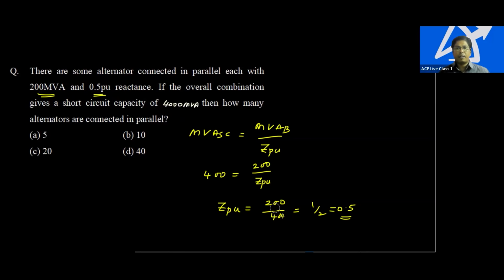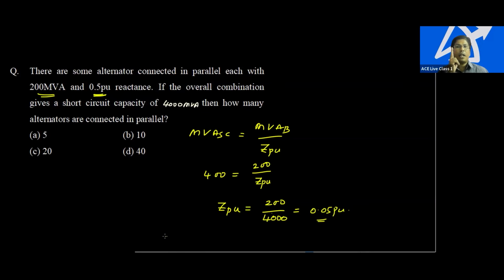If it is 4,000 students, how much will it come? So it is 200 divided by 4,000. It is 0.05. Correct. For one alternator, it is 0.5. For how many alternators will it be 0.05?